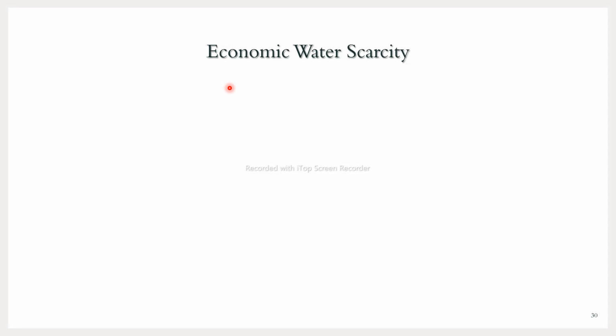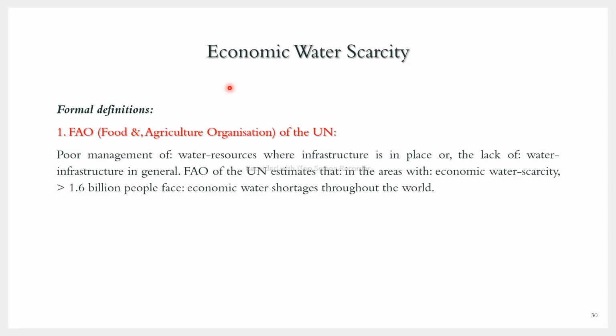As the course is Water Economics and Governance, it is very much needed for us to know the concept of what economic water scarcity is. So the formal definitions are as follows. The first definition is given by the Food and Agriculture Organization of the United Nations. It says that poor management of water resources where infrastructure is in place, or the lack of water infrastructure in general, is what they are calling economic water scarcity.